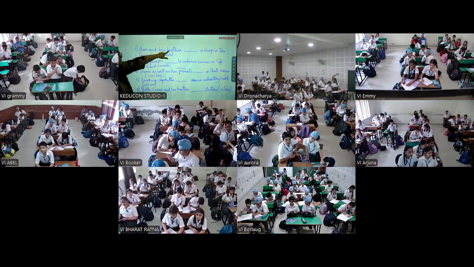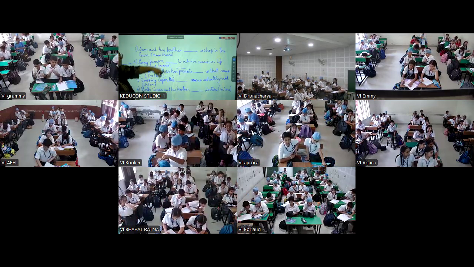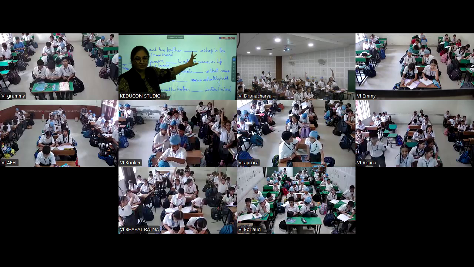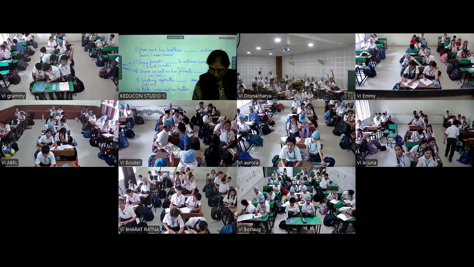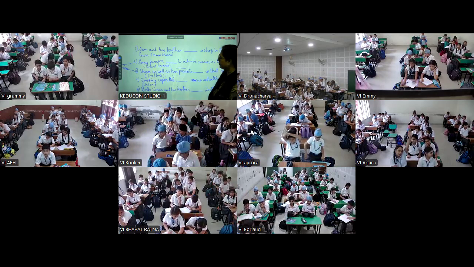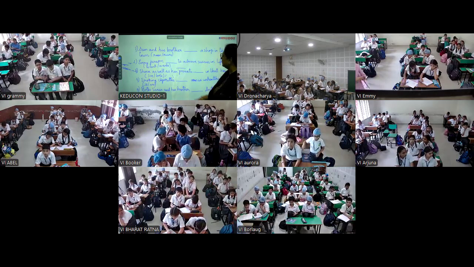Sam and his brother. So when there are two subjects, what do we do? Do we use singular or plural? When two singular subjects are joined with and. Okay, first bench, middle row, first bench. Come. Sam and his brother.